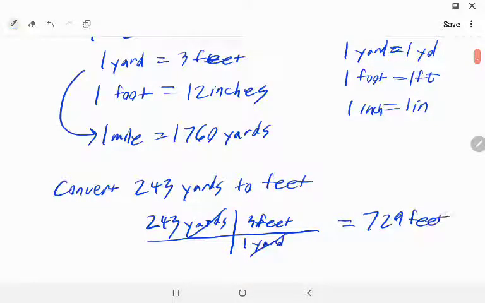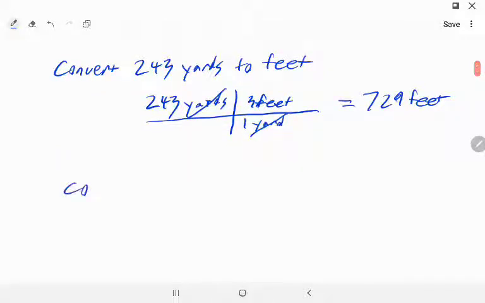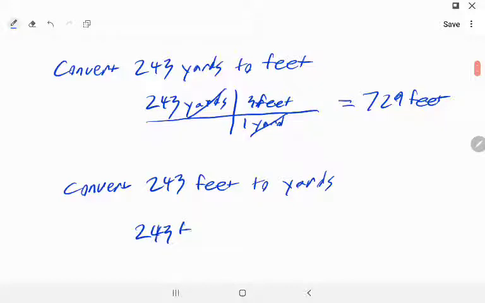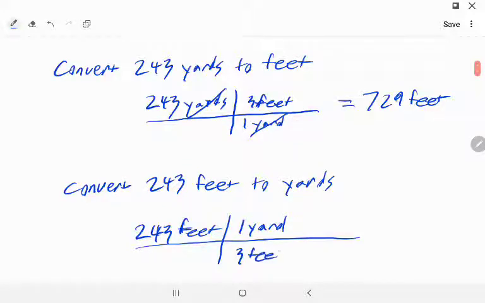feet. And similarly, if we wanted to convert 243 feet to yards, we could go the other direction. We notice that we could say 243 feet, we can draw that same box. We could say 1 yard matches up with 3 feet. Again, get rid of the feet, treat those like variables, and we wind up getting 81 yards. You'll notice that there are several approaches to this.